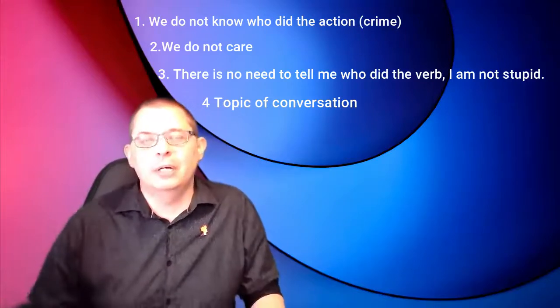For example, if you're writing an essay, and that essay is about dangerous animals in the park, you would write, dogs bite people, snakes bite people, lions bite people. All of this in the active, because the essay is focusing on animals that are dangerous.